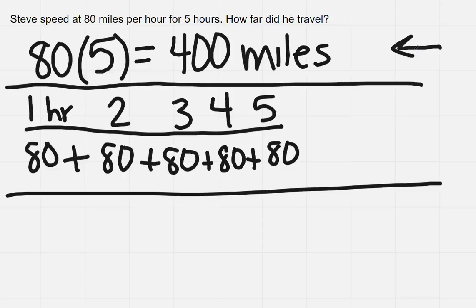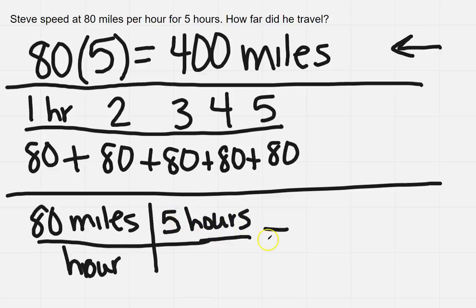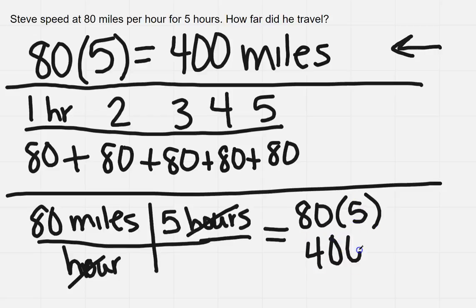There is a third way. If you remember the factor label method, you can actually do 80 miles per hour. And I know that he traveled for 5 hours. So in the factor label method, I know that anything over itself is 1, so I can cancel out my hours, and now I would just have 80 times 5, which would give me 400 miles. So you pick which one you want to do. You always want to do what's best for you.